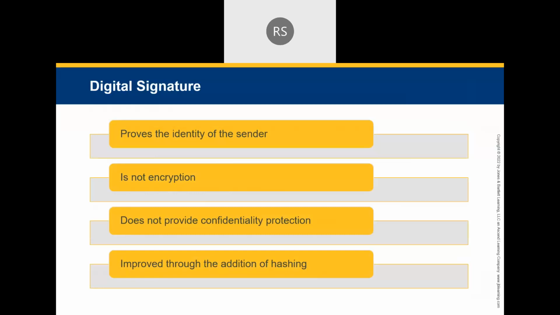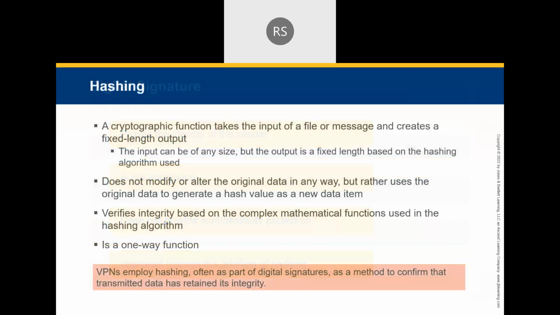While these digital signatures do not involve the encryption of the message content, hashing can enhance the overall security of digital signatures. Now, hashing is a cryptographic function that takes the input of a file or message and generates a fixed length output. The input can vary in size, but the output remains fixed based on the hashing algorithm used.